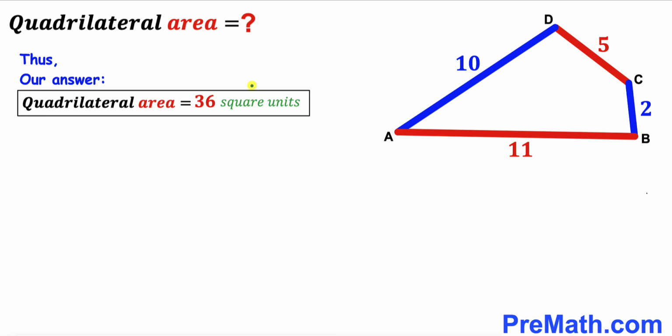So after all the calculations and manipulations, the area of this quadrilateral ABCD turns out to be 36 square units. In other words, the area of this quadrilateral ABCD is going to be 36 square units. And that's our final answer.